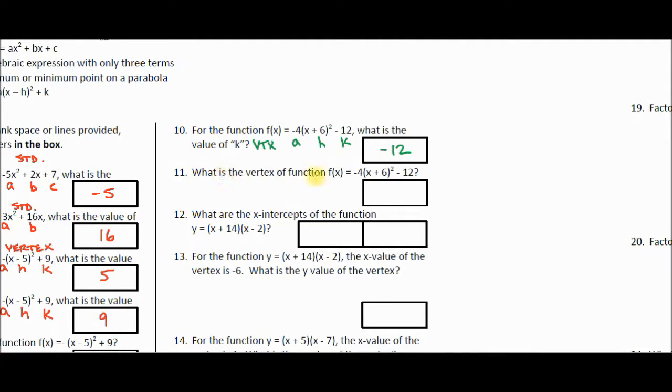And finally, what is the vertex of the function f of x equals negative 4 times x plus 6 squared minus 12? This is also vertex form, and that means we've got h is equal to negative 6, and k is equal to negative 12. So our vertex is at h, k, or negative 6, negative 12. I'm going to stop this video and we'll start up again with question number 12.